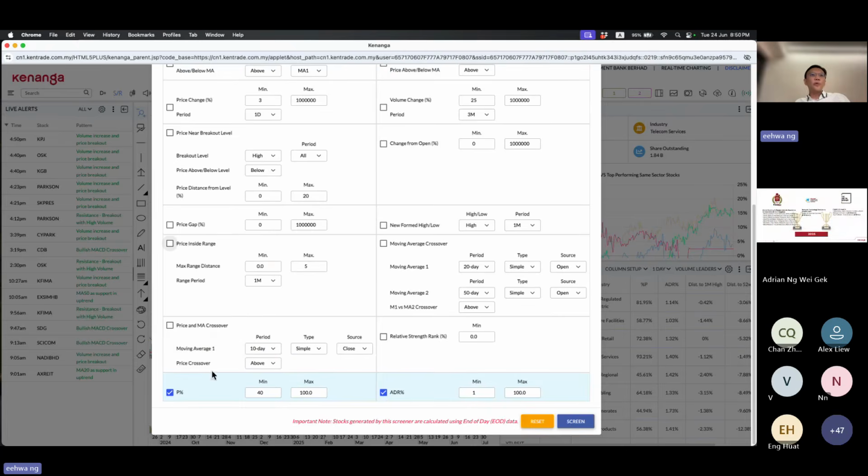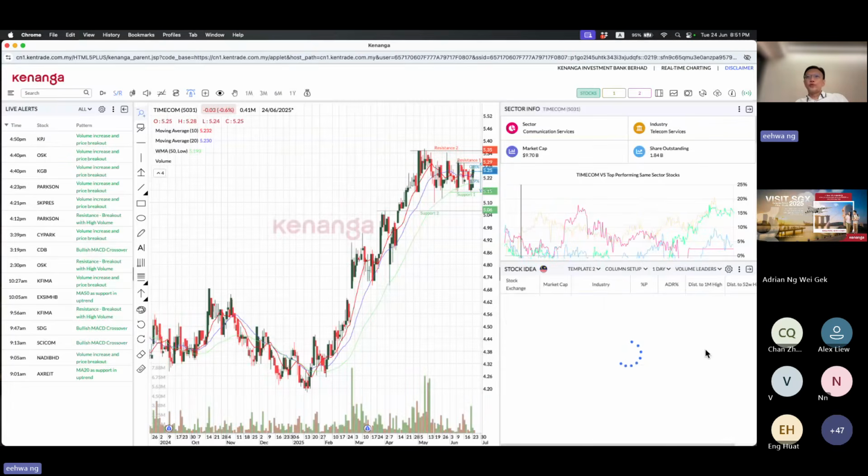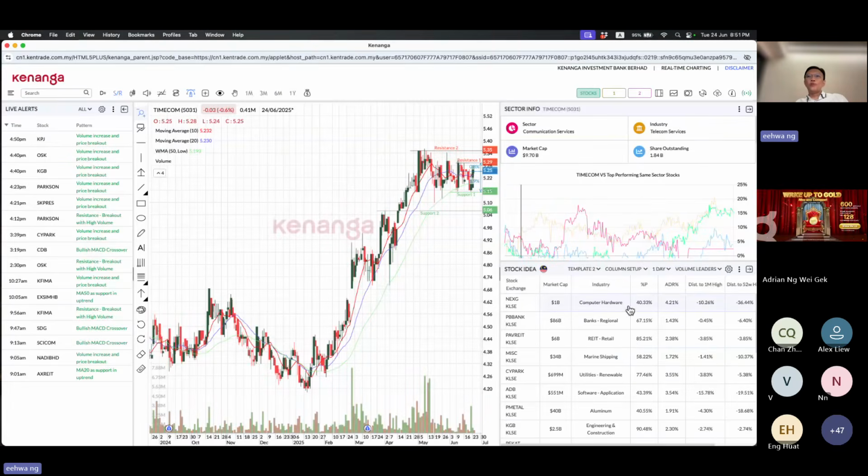What does it mean? Price and MA crossover. So you check on this. Okay, 10-day simple close. Let me think, does it make sense? Okay, so let's try. Cross above 10-day. That means the stock could have already pulled back into the 10-day moving average and then tried to recover and trend higher. So let's do a screen and see. Do we have results? Okay, beautiful. So we have these results over here.